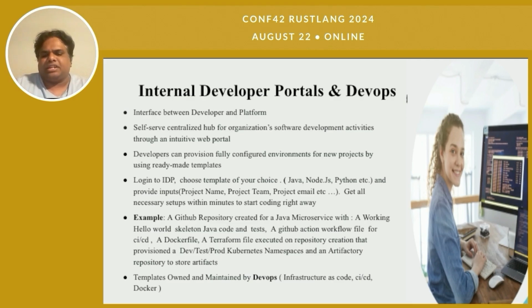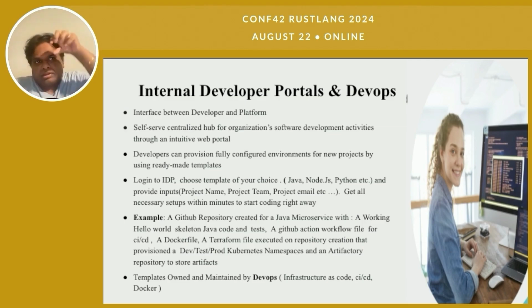Infrastructure as code, CI/CD, Docker. So for example, I have a Java template, I have a Python template, or I have a Node.js template. And then maybe my requirement is different. For Java projects, my requirement is different. For Python projects, my requirement is different. So DevOps teams manage these templates.